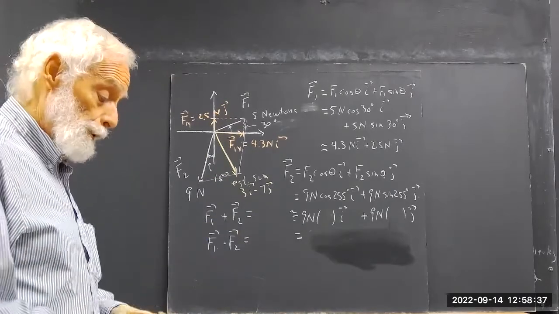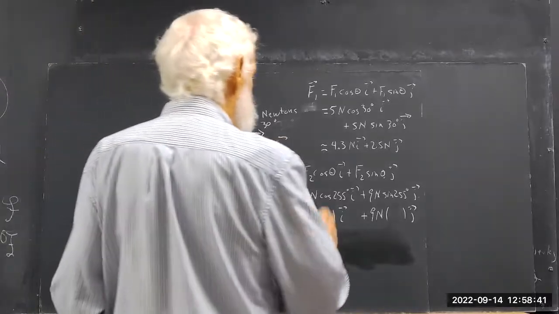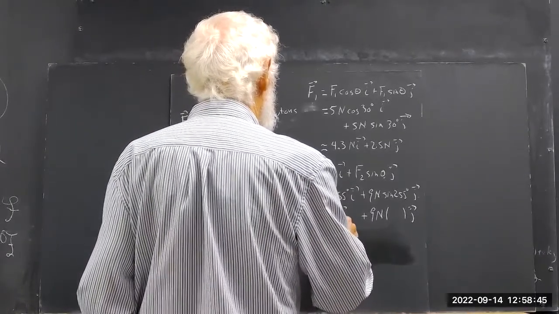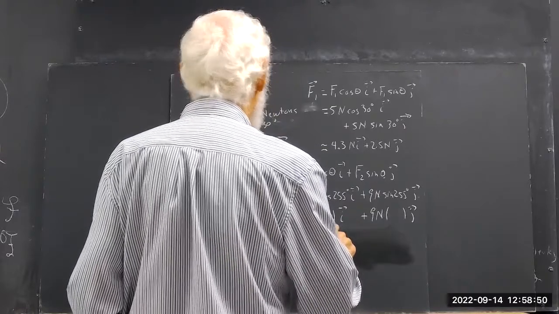Well, that wasn't going to happen with the numbers I have there. So what I've got to look at is cosine of 225 degrees, which is about negative 0.24. So this will be about negative 2.2i.